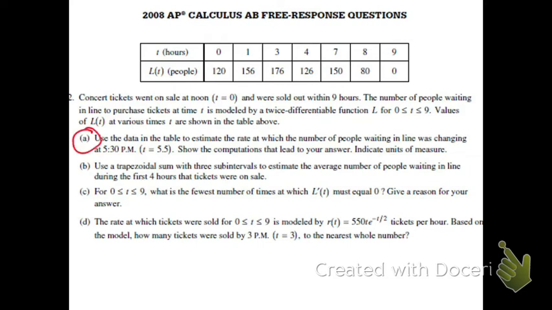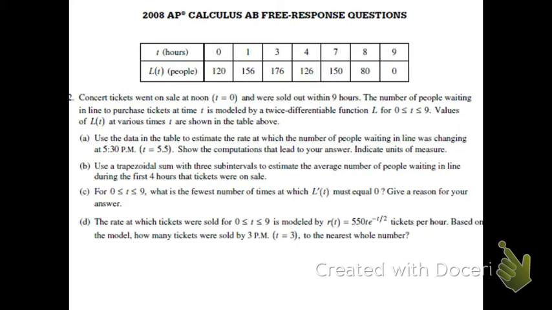Okay, part A, estimate the rate at which the number of people waiting in line is changing. Okay, that's just to review. To find the rate that it's changing, that's an estimated derivative at 5.5. Well, 5.5 isn't here, but we're going to use the two numbers surrounding it. So we would do the algebra 1 slope, and it would be 150 minus 126 over 7 minus 4 people per hour. Okay, that's just a review. Now read part B.